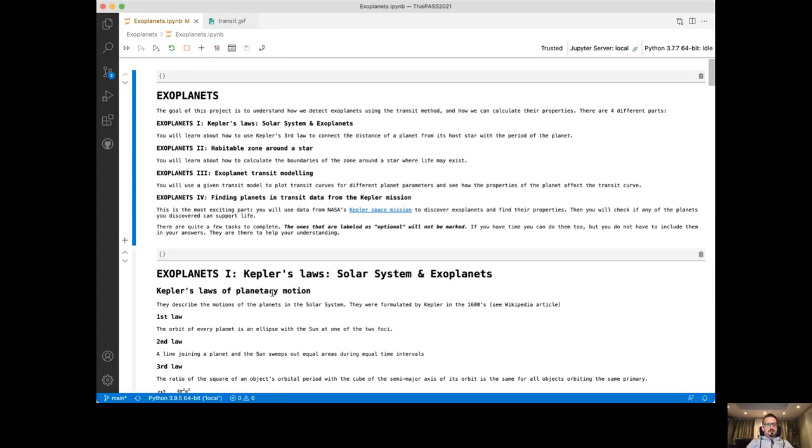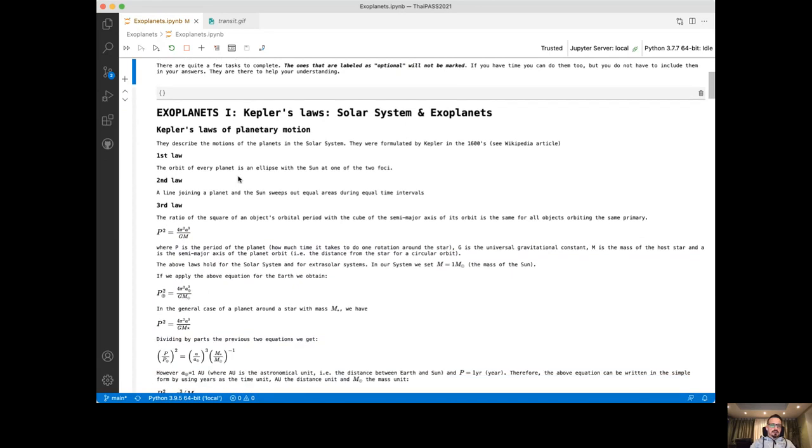So the Exoplanets project has 4 sub-projects, and starting from the first one, we're gonna talk a little bit about Kepler's laws. In this one especially, you will learn how to use Kepler's third law to connect the distance of a planet from its host star and the period of the planet.